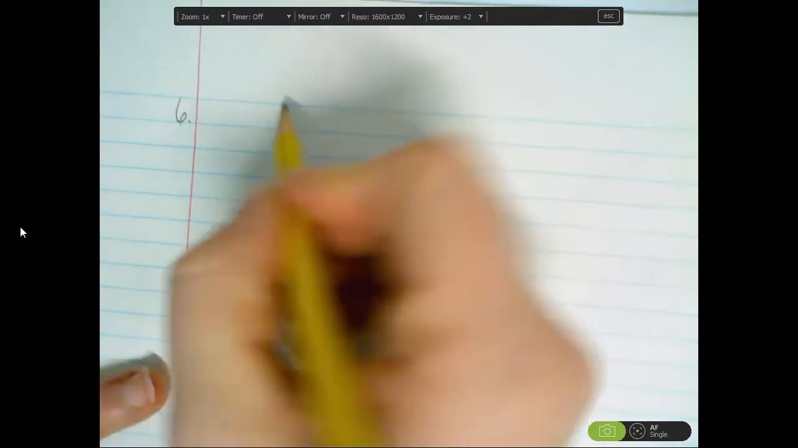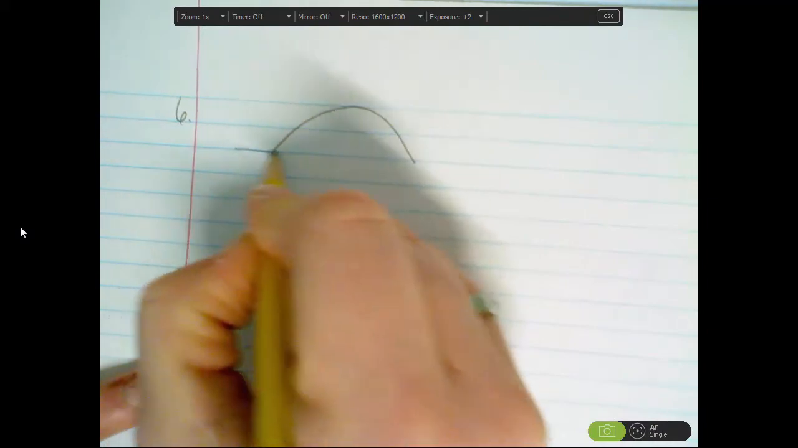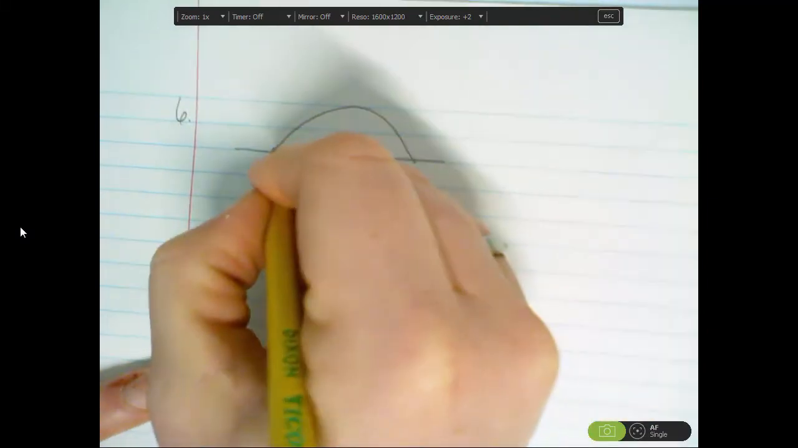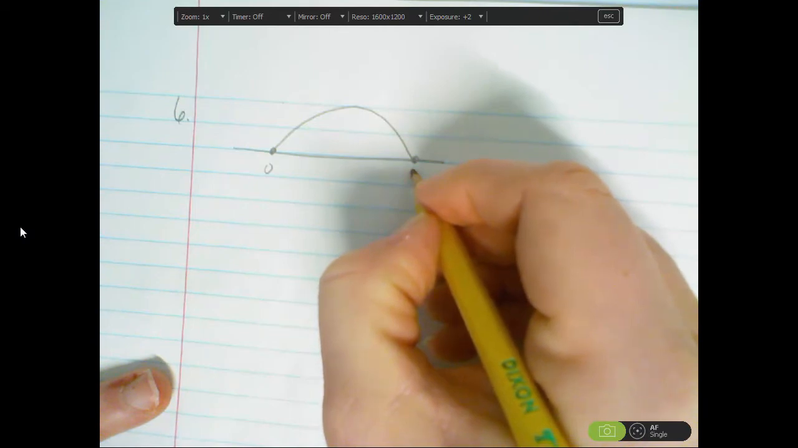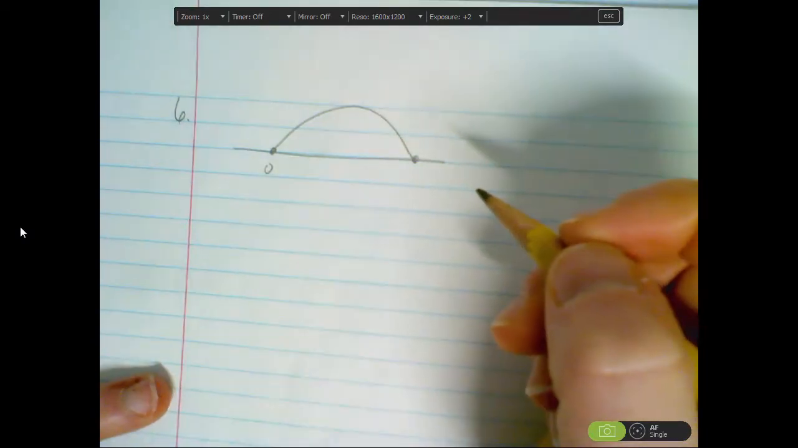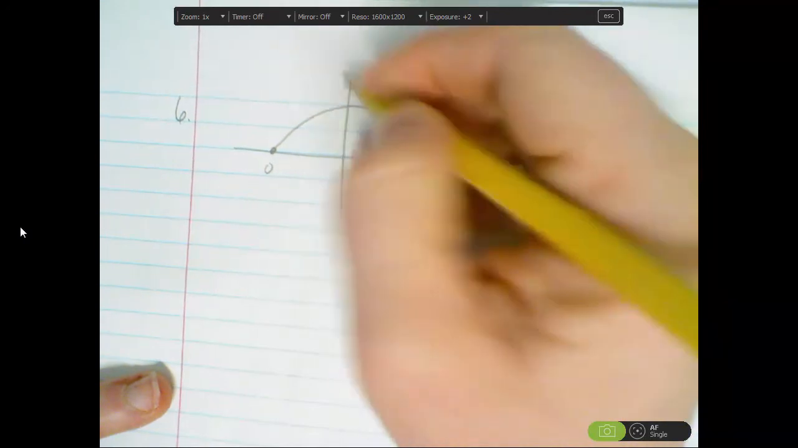The largest rectangle. Number 6. A rectangle has its base on the x-axis and its upper two vertices are on the parabola y equals 12 minus x squared. So here's what it looks like. Here's 12 minus x squared. Here's the x-axis. These points are 0 and 12 because we know 12 minus x squared... That doesn't make sense. No. The y-intercept is 12.